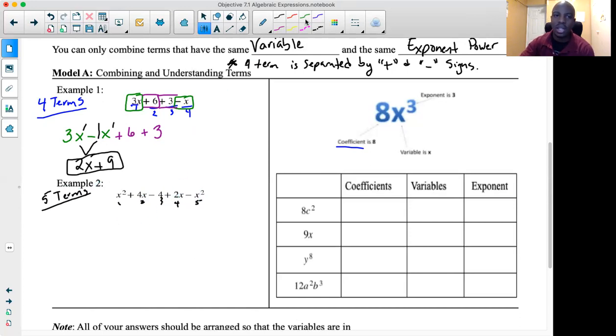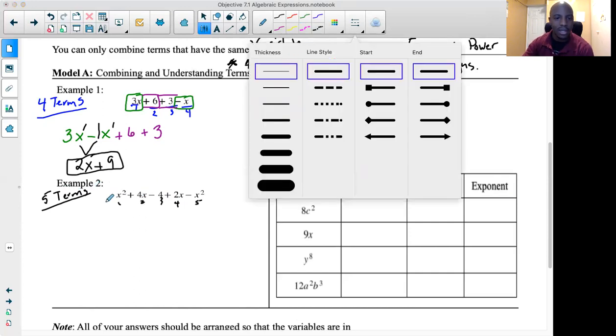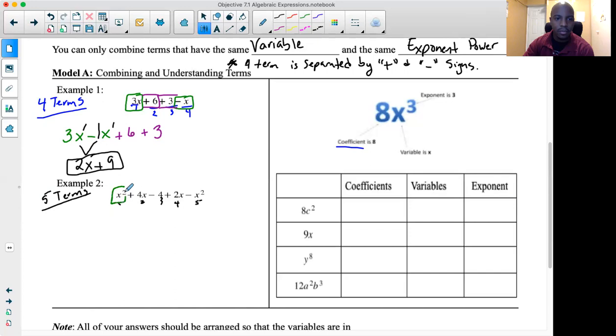The next question comes and says, okay, well, are there any like terms here? And I would say yes. X squared is like terms with negative x squared. Okay, is it like terms with x, 2x and 4x?